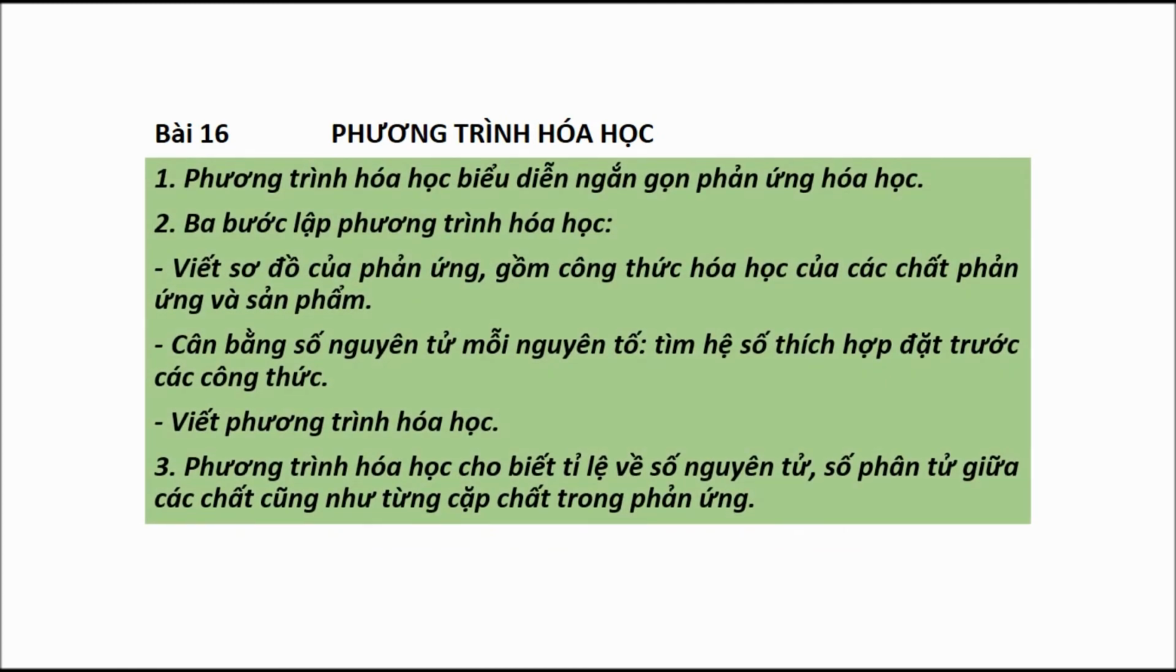1. Chemical equations express concisely chemical reactions. 2. 3 steps of constructing chemical equations. Write the skeleton equation including chemical formulae of the reactants and the products. Balance the number of atoms of each element. Find suitable coefficients to place in front of the formulae. Write chemical equations. 3. Chemical equations show the ratio of the number of atoms and the number of molecules among substances, as well as between each pair of substances in the reactions.